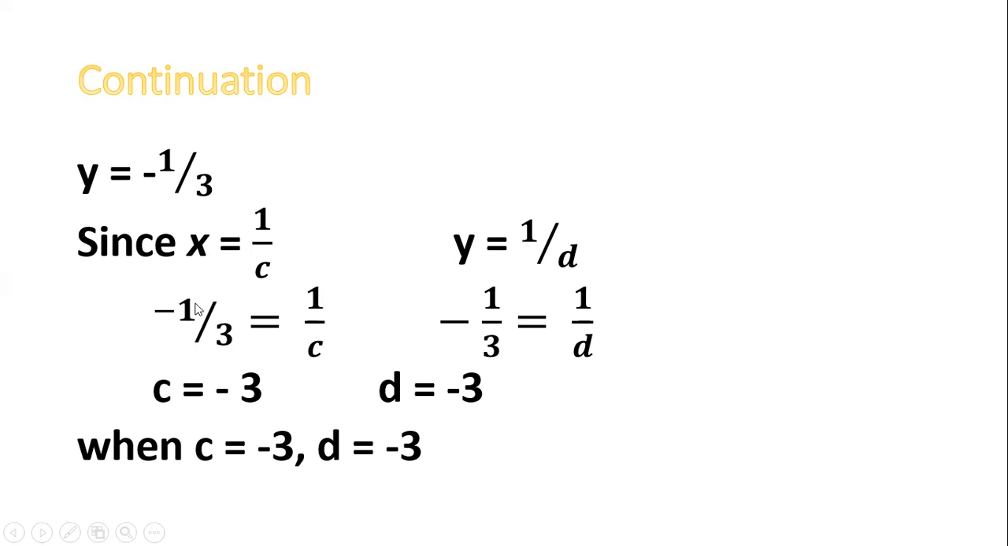So for c, we can use cross multiplication. c now will give us minus 3. The same thing for y. Minus 1 over 3 is also equal to y, and y equals 1 over d. So we will substitute: minus 1 over 3 equals 1 over d. So we cross multiply, d is minus 3. So when c is minus 3, d is also minus 3.